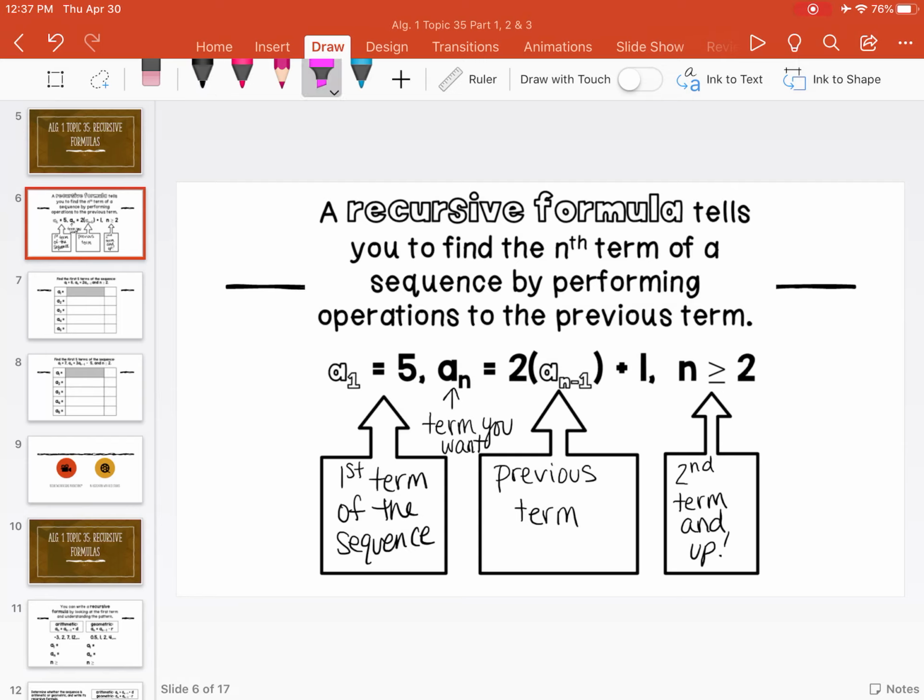Now notice with recursive formulas, there are 3 different parts. We have to identify what the first term is. We have this pattern of a sub n equals something having to do with our previous term and building off of it, as well as acknowledging at the end that this rule applies for finding the second term and up. So this n is greater than or equal to 2. This will always be included on every single problem, and this value of 2 will not change.